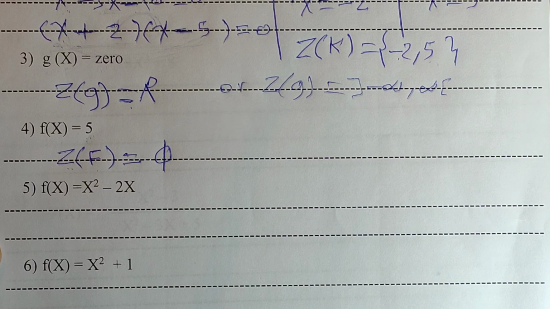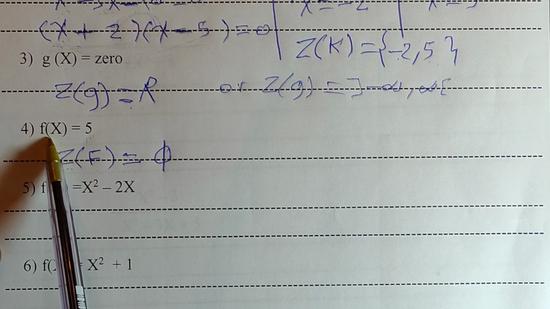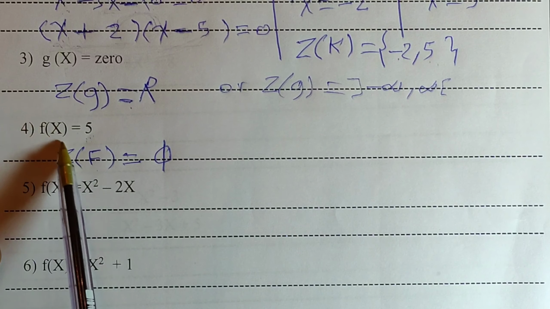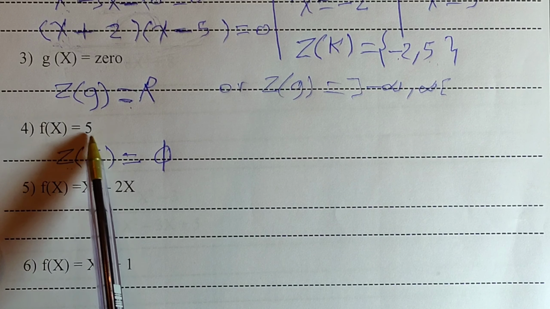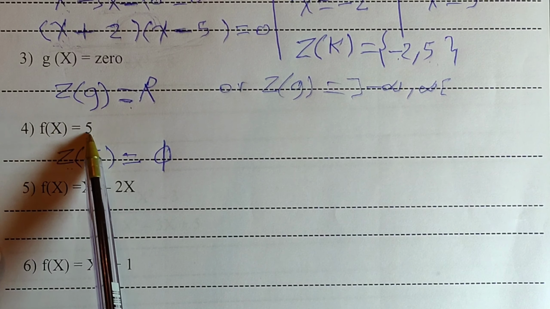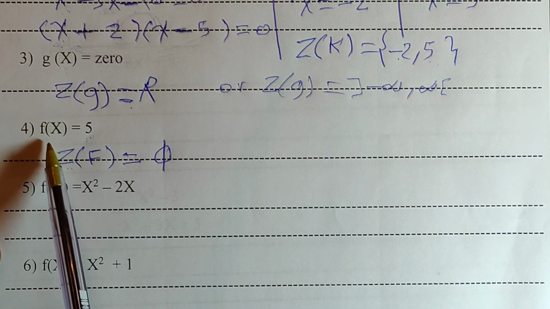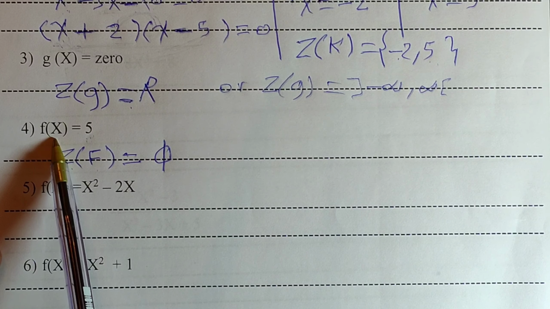What does this mean? This means that because this is a constant function, it will not change. It will stay like this, 5. F of any number here is still 5, so it's impossible to make this function equal 0.